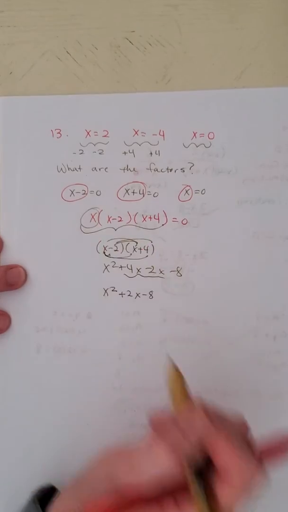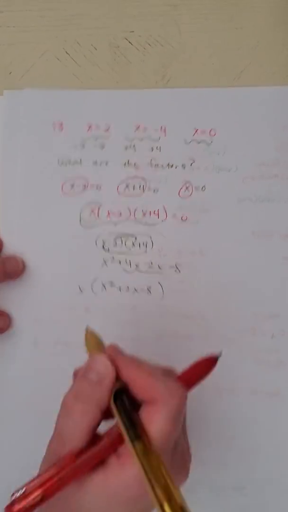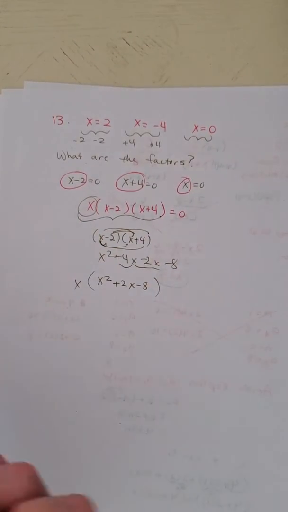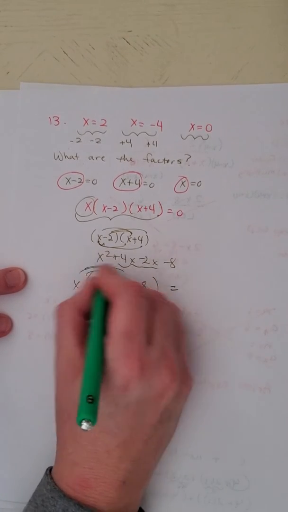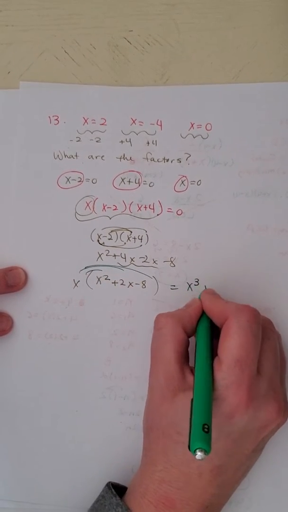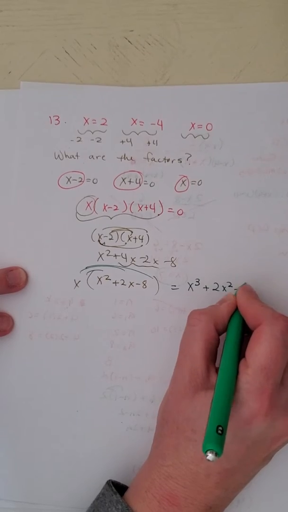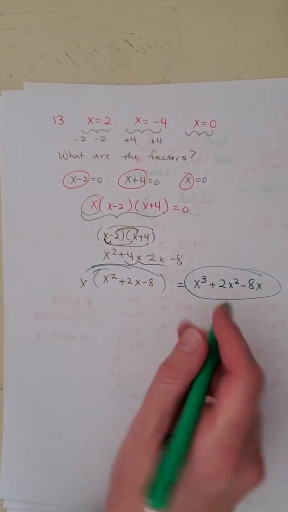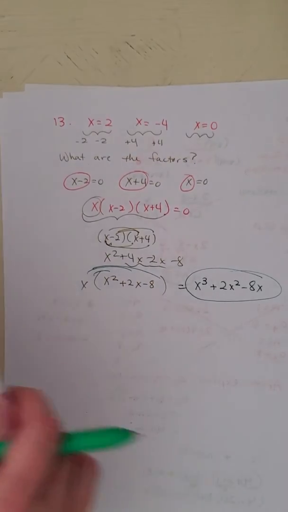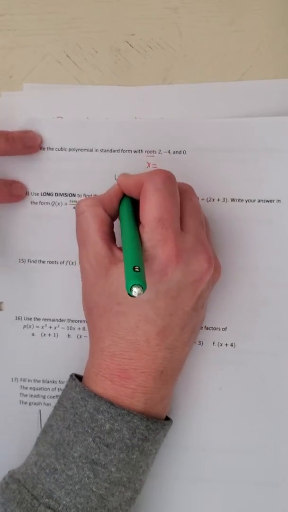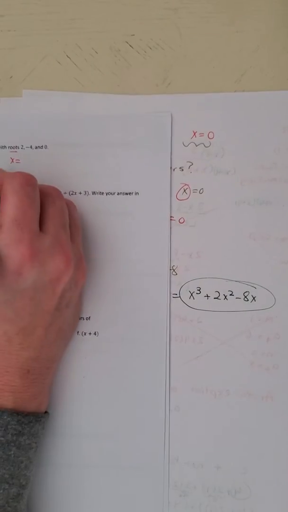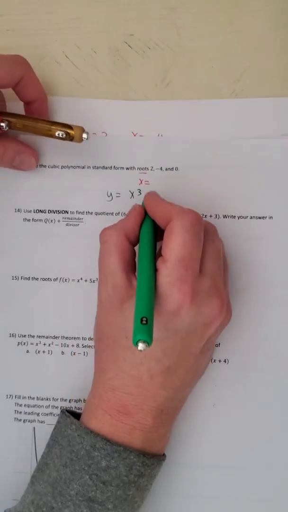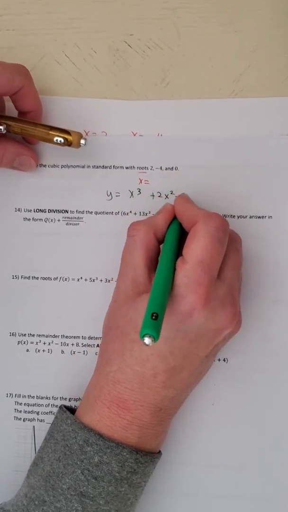All right, don't forget we have to multiply by x still. So I'm going to bring my x back down. And this gives me x cubed plus 2x squared minus 8x. And that is my polynomial. Now they might use y equals, they might use f of x. I'm going to put y equals x cubed plus 2x squared minus 8x.